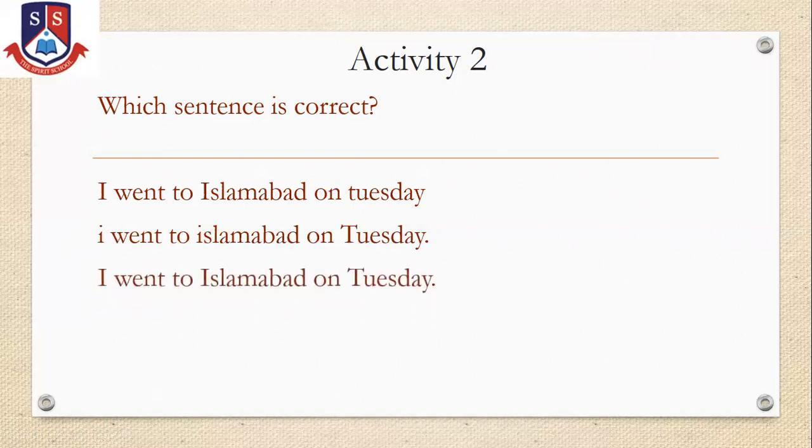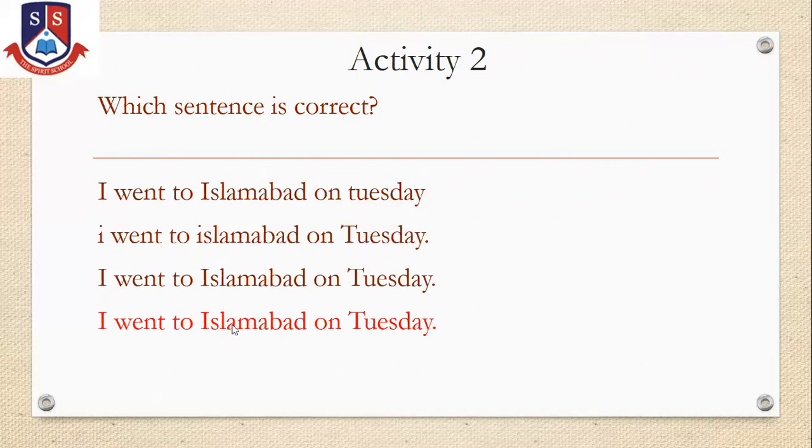Very good. Now look at this. I went to Islamabad on Tuesday. Which sentence do you think is correct? Think about it. Yes? The last one. Very good. I went to Islamabad on Tuesday. Full stop. The word Tuesday is the name of a day. And what we have learned is that the names of days, months, and special festivals or events always begin with a capital letter, right?